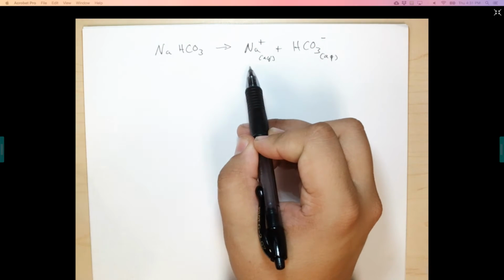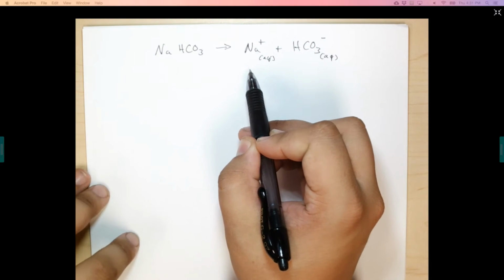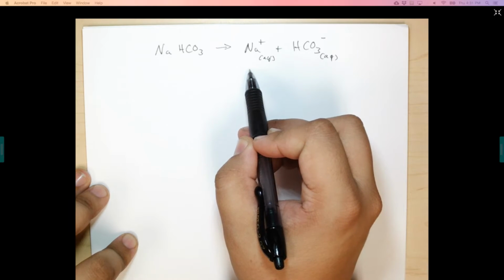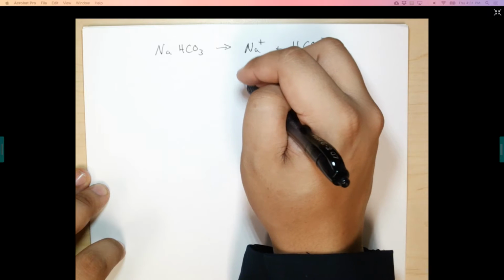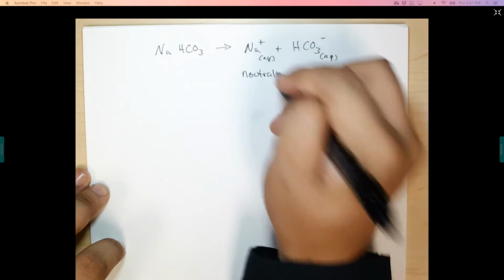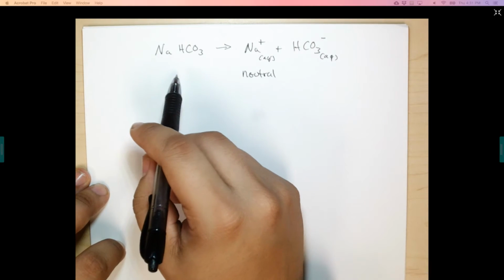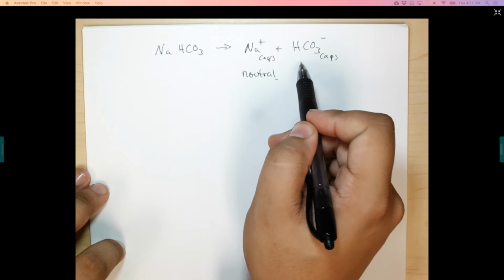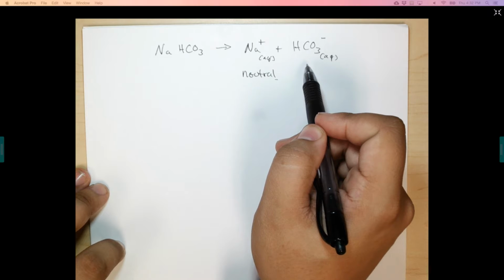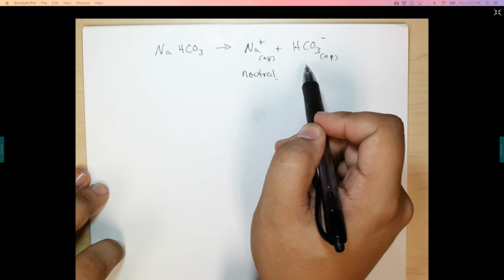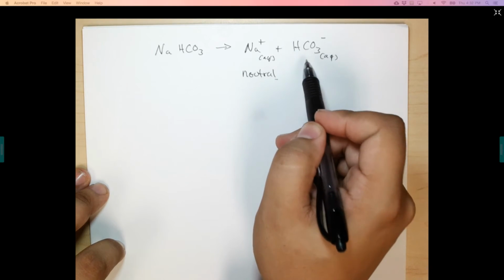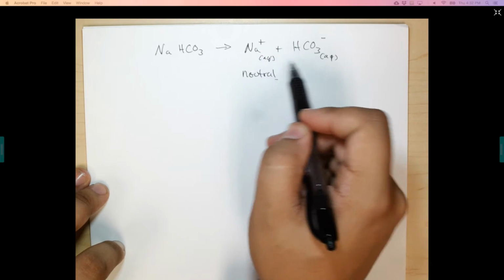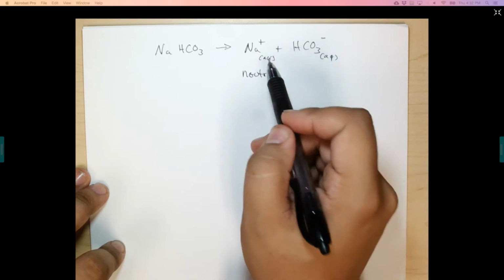Now, what do we know about sodium? We know that sodium is the ion associated with sodium hydroxide, which is a strong base. So we know that sodium is neutral. The sodium ion itself does not do anything in water from an acid-base perspective. However, we do know that HCO3 minus is the conjugate base of a weak acid, and technically it's the conjugate acid of a weak base.